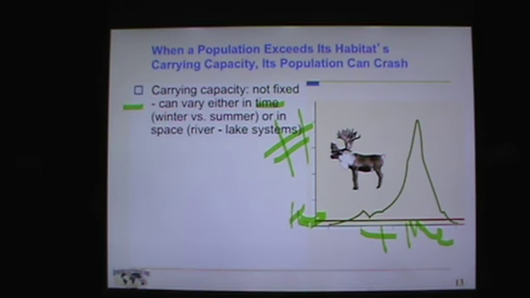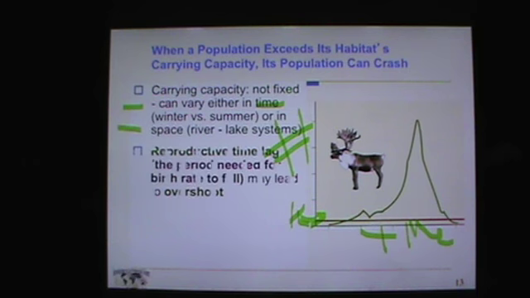In other words, in the wintertime, a particular part of habitat can support a certain number of organisms, but it can support a lot more in the summertime. Sometimes it varies in space within a river or a lake system.